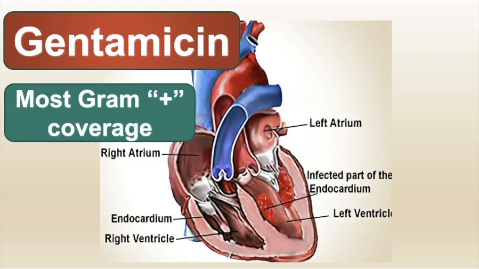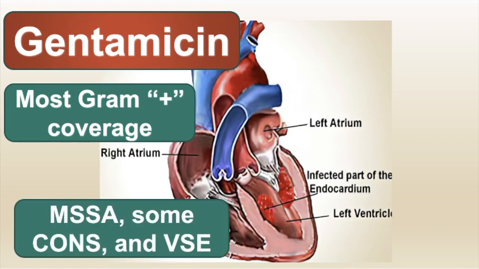Gentamicin is the one aminoglycoside that has the most gram-positive coverage. So it's going to cover MSSA, or methicillin-sensitive Staph aureus, some coagulase-negative Staph, that's what the CoNS stand for, and vancomycin-sensitive Enterococcus.